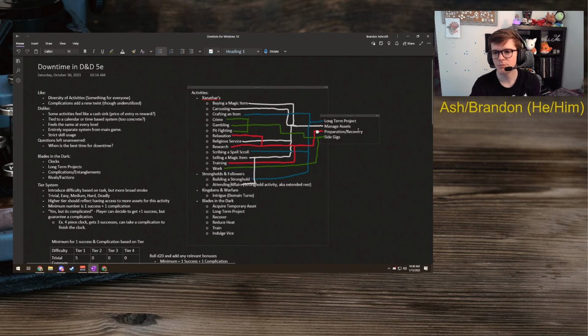And then preparation and recovery, basically, as it says, researching something, training something, or just relaxing. The main reason recovery's in there is because I had no place to put relaxation without making a 5th one. So here we are. And then side gigs. Ways to make money without adventuring, because for some reason that needs to happen.